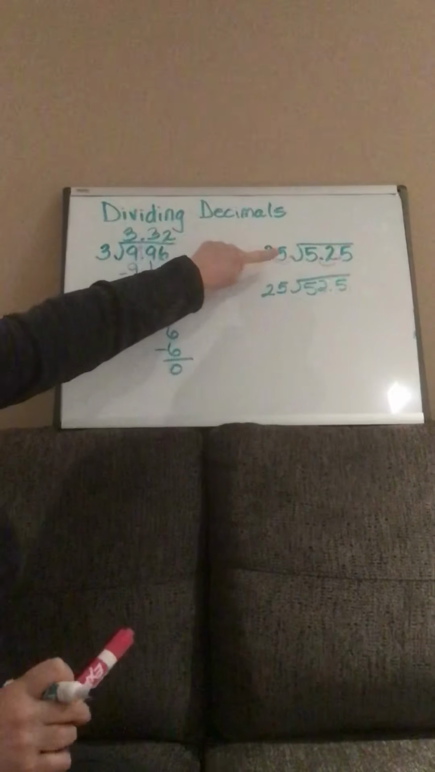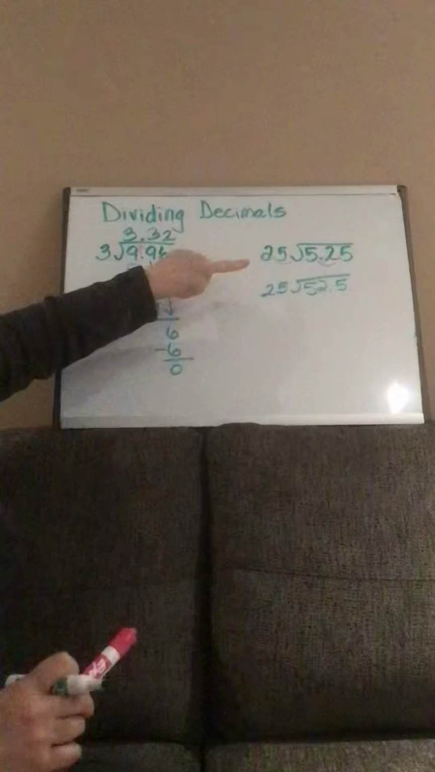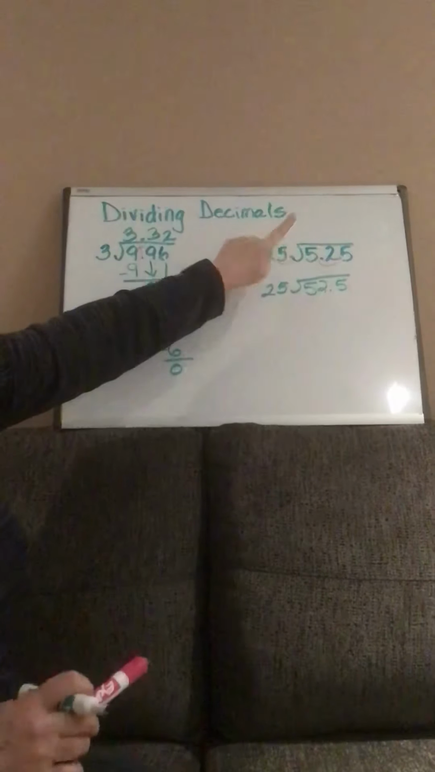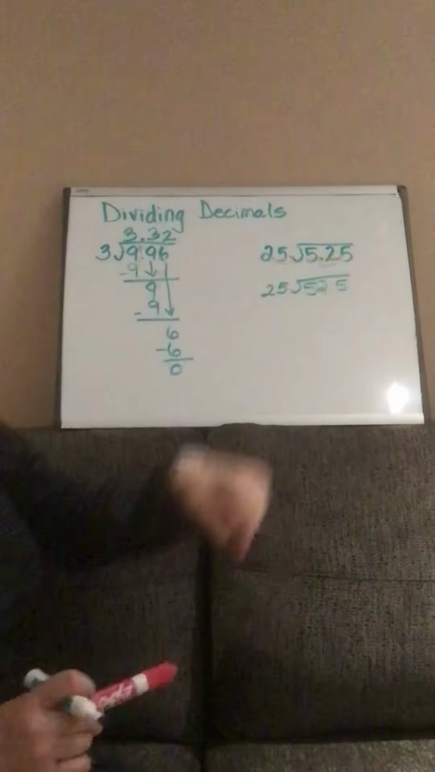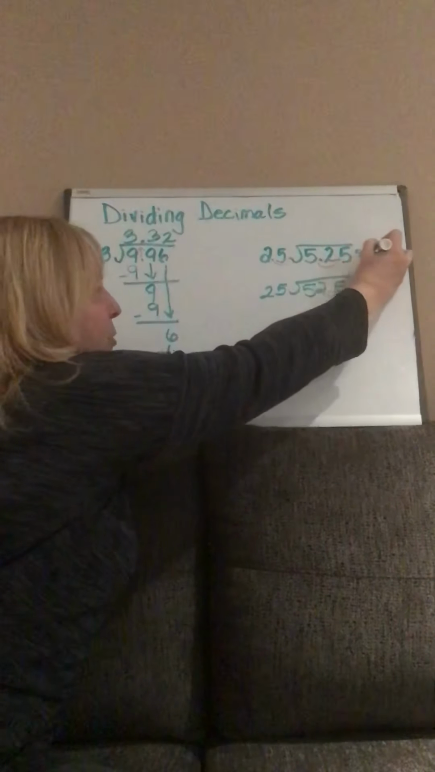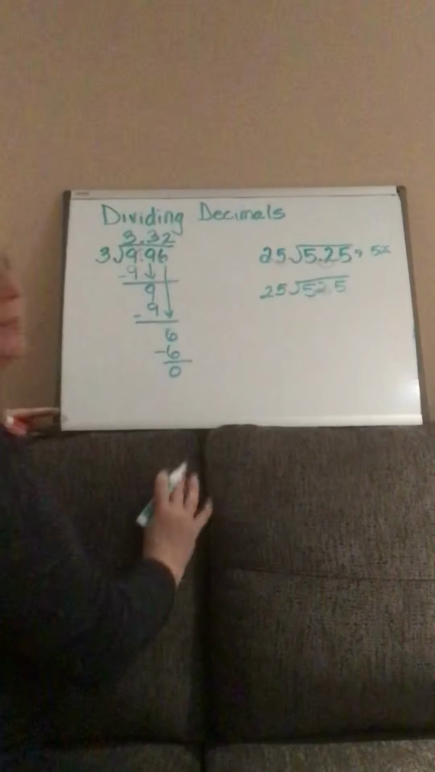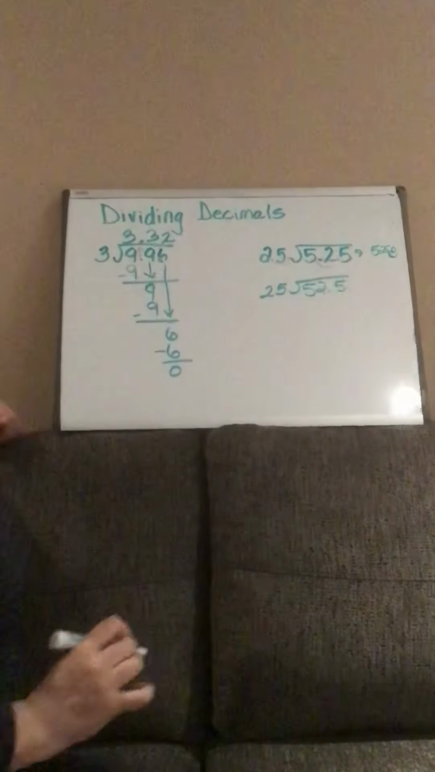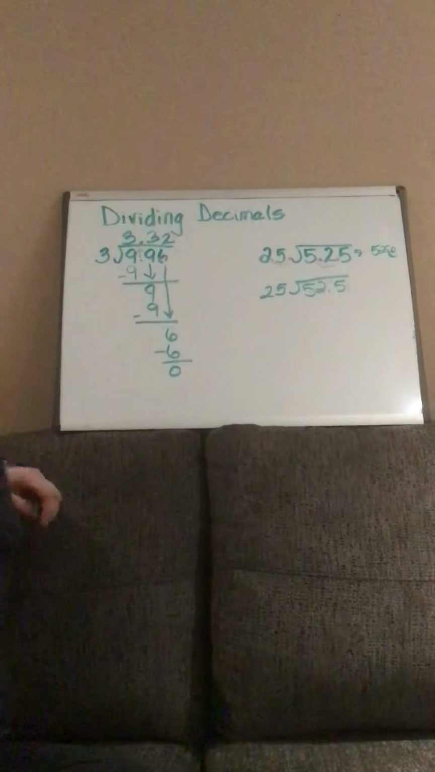So 2.5 divided into 5.25. I need to get rid of this decimal, move it one place to the right. I find a decimal here, I move it one place to the right. Now, an important thing to note is if this had just been 525, we know the decimal place is here. Moving it one place to the right, we would just fill in with a 0.